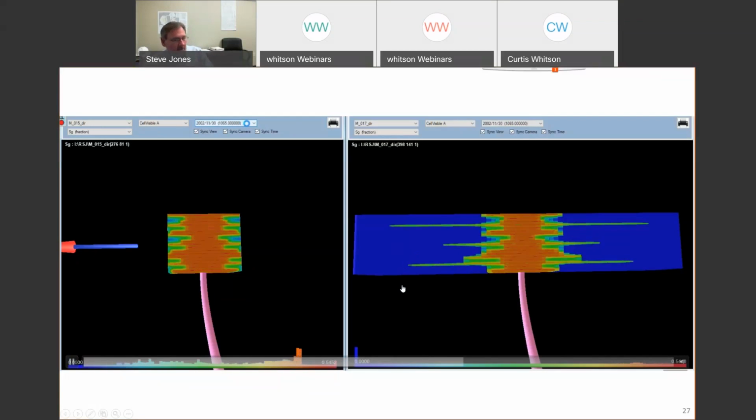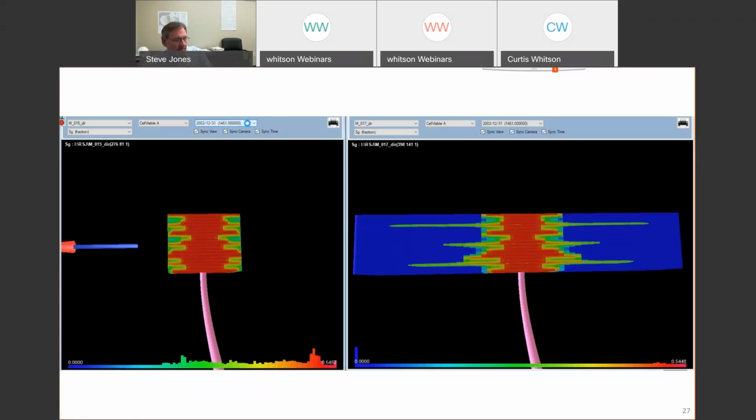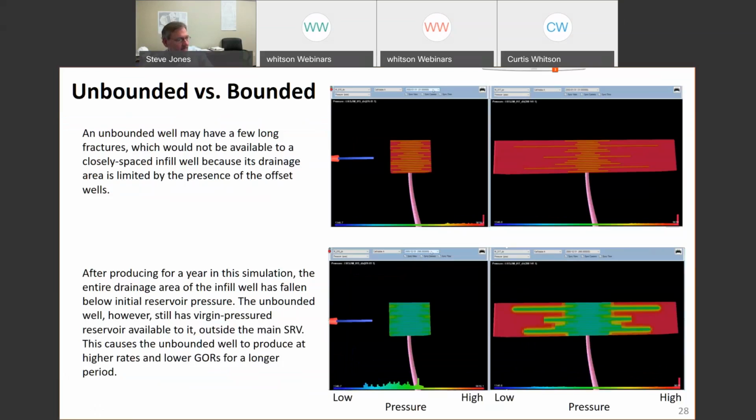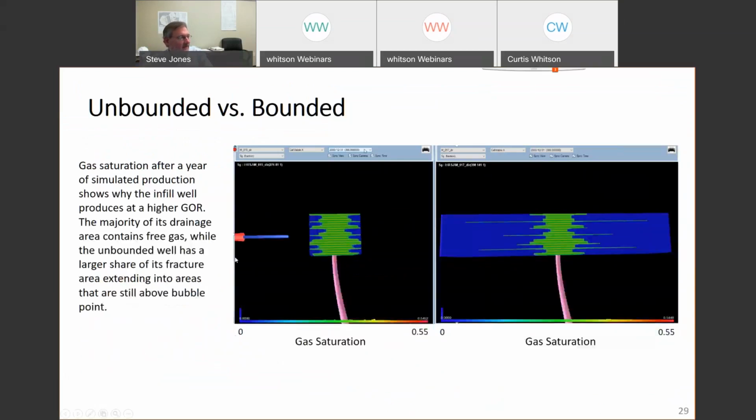So this is just to help visualize why a parent well GOR is much, much flatter than a bounded well GOR if the bounded well is drilled on tight spacing. Obviously, the larger spacing you drill on, the closer you get to parent well performance. This is just summarizing what I've already said.